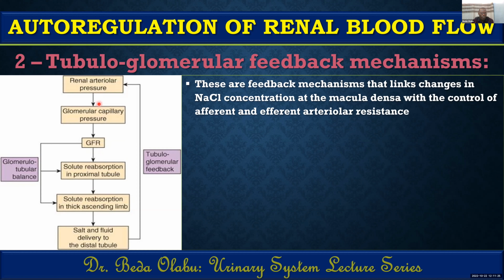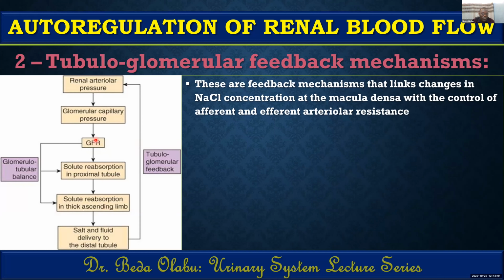For example, if the renal arterial pressure is high, the hydrostatic pressure is going to be high. And that means that the GFR is also going to be high. If you have high GFR, a lot of solutes are delivered in the proximal tubule. And that means that more solutes will be reabsorbed in the tubule. Again, yet a lot of solutes will be available in the distal tubule, and so more solutes will still be reabsorbed there.